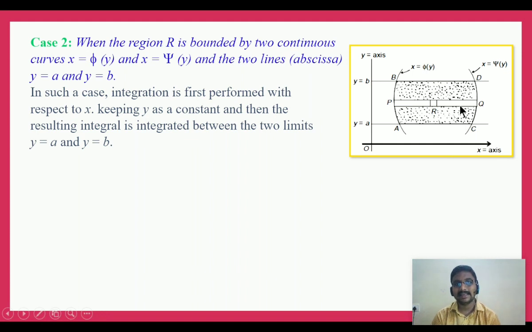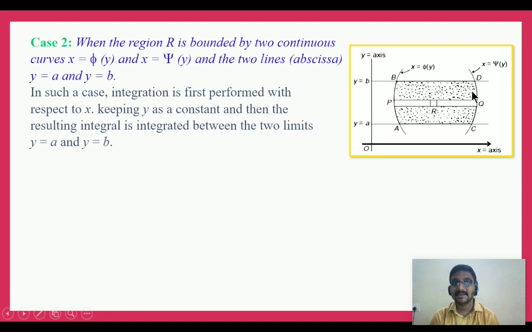It is a given region. We take a closed region; the dotted region is a closed region. In this closed region, we take a strip, which is drawn parallel to the x axis. Now x limits can be obtained. The x limits are phi of y to psi of y, that is x equal to phi of y to x equal to psi of y. The left curve gives the lower limit of x, and the right curve gives the upper limit of x. These are the x limits. X limits are variable limits in terms of y.